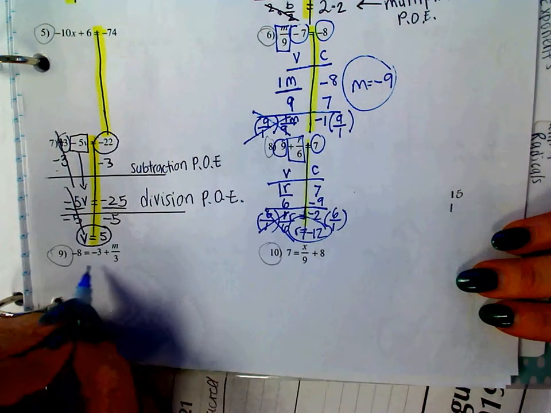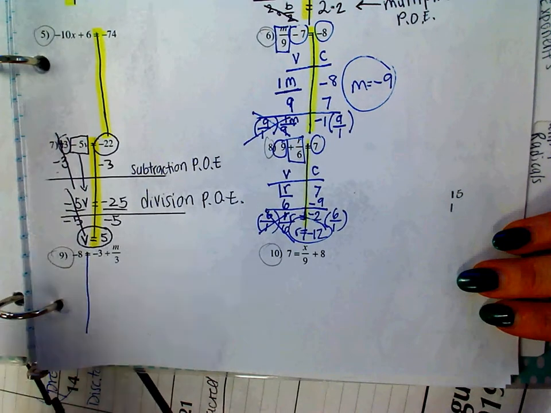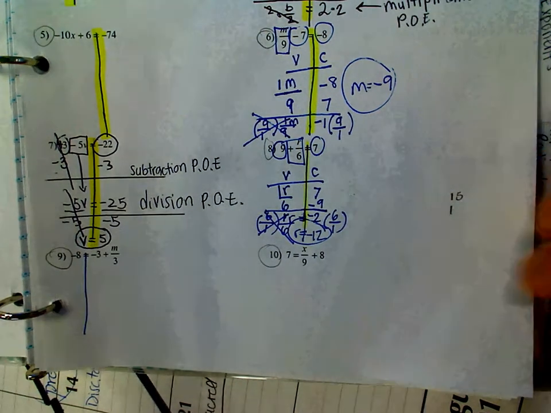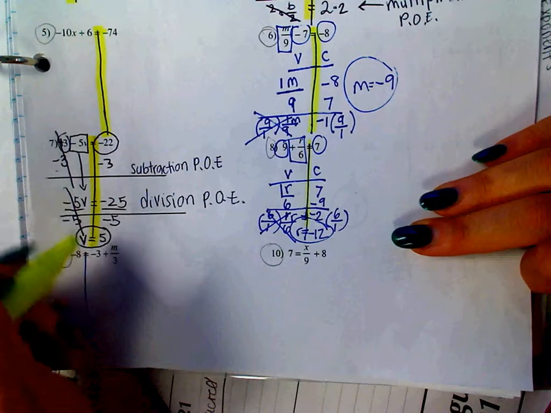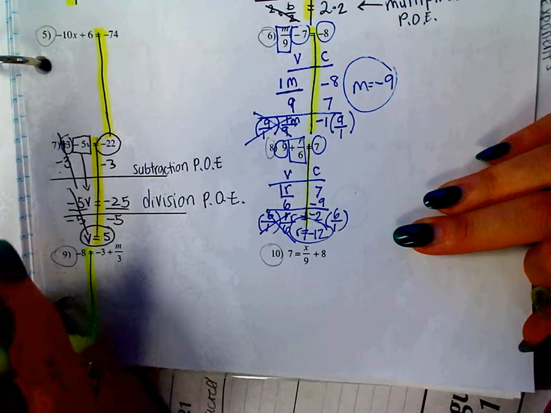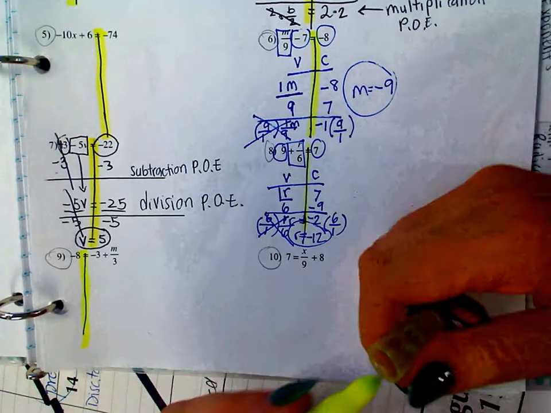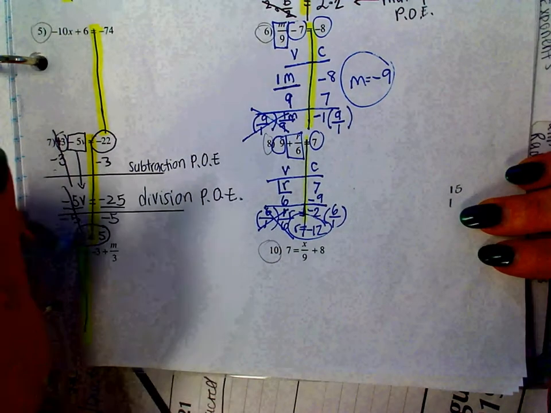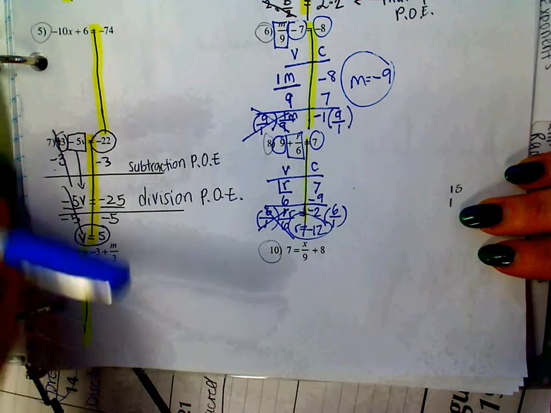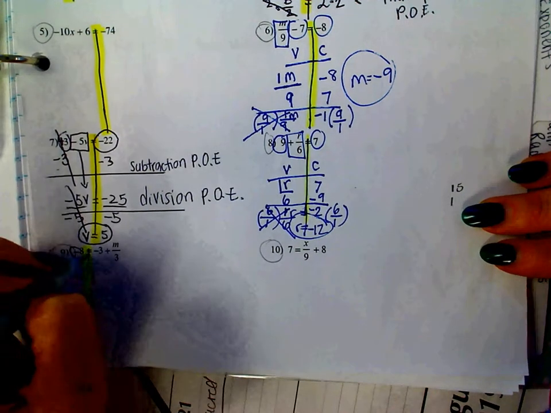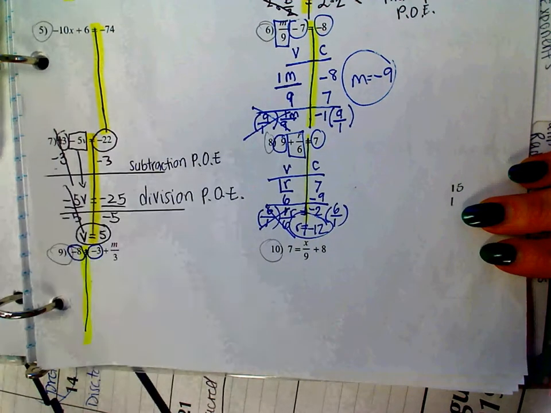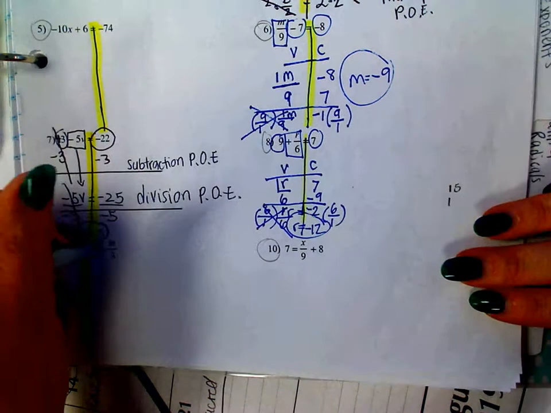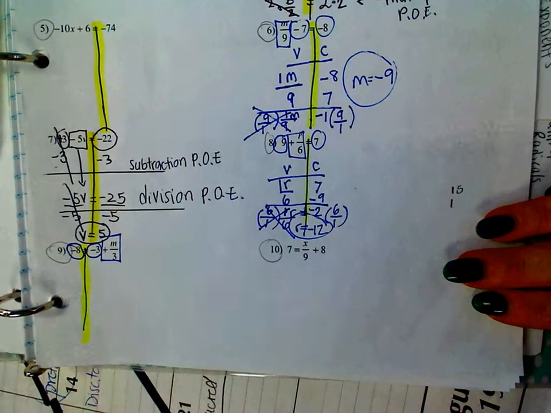Okay, number 9. Draw your line. For some reason, I think people have been getting confused when the variable term is on the right-hand side, but it's really not anything different. I mean, you still do everything the same. So I'm going to circle the -8 and the -3, box the m over 3. We're still doing variable constant.